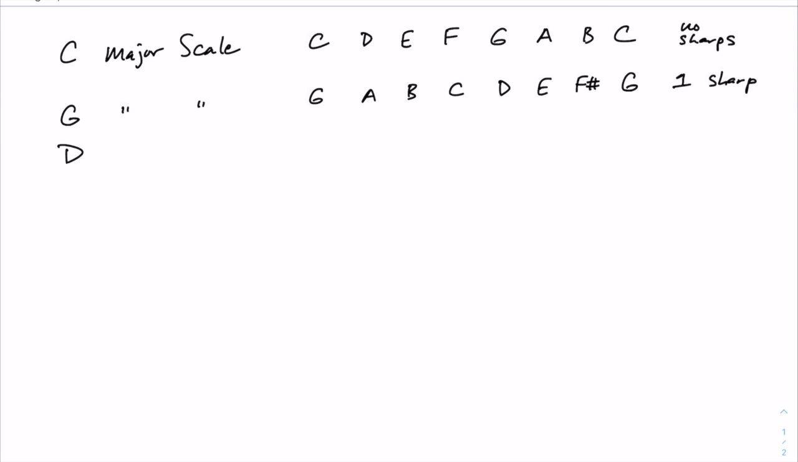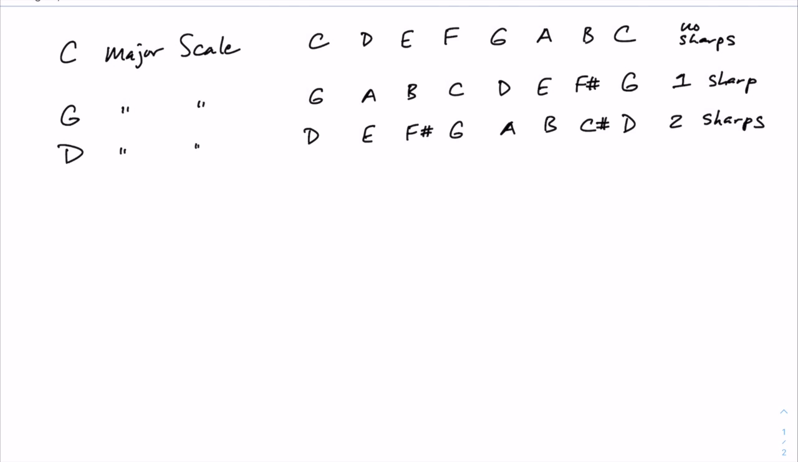We also looked at the D major scale. D, E, F, G, A, B, C, D. And we discovered using that same series of whole and half steps that the D major scale contained F sharp and C sharp, which is 2 sharps.